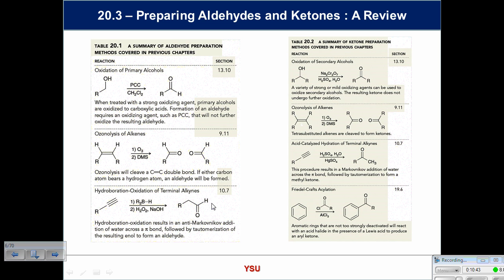So if you don't like tautomerism, unlucky. We're about to do it a lot. And it's a hidden step. It's something you have to be aware of. So make a note of tautomerism and go back and look at it again.